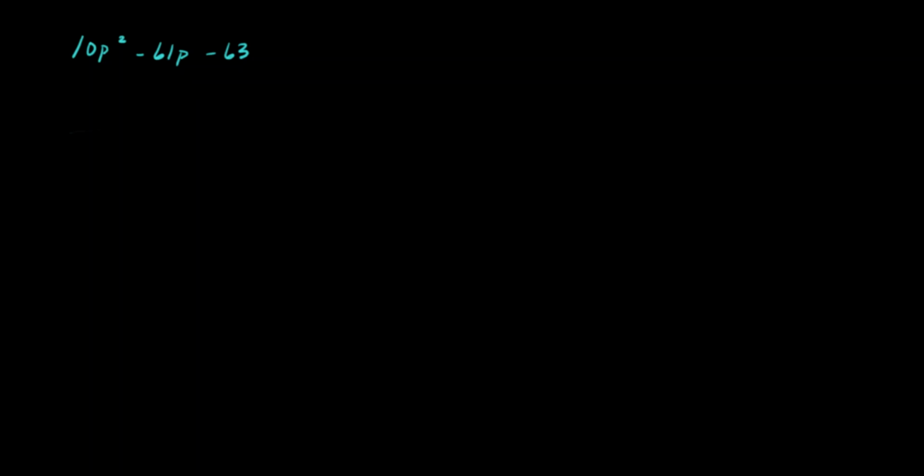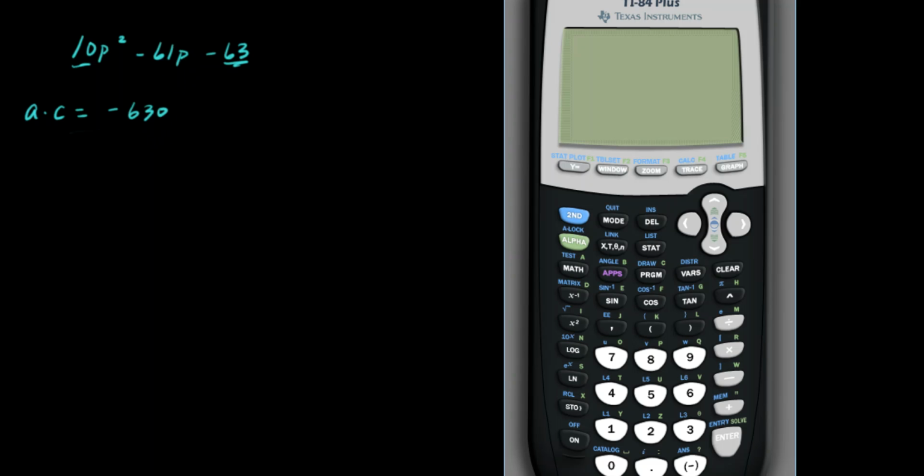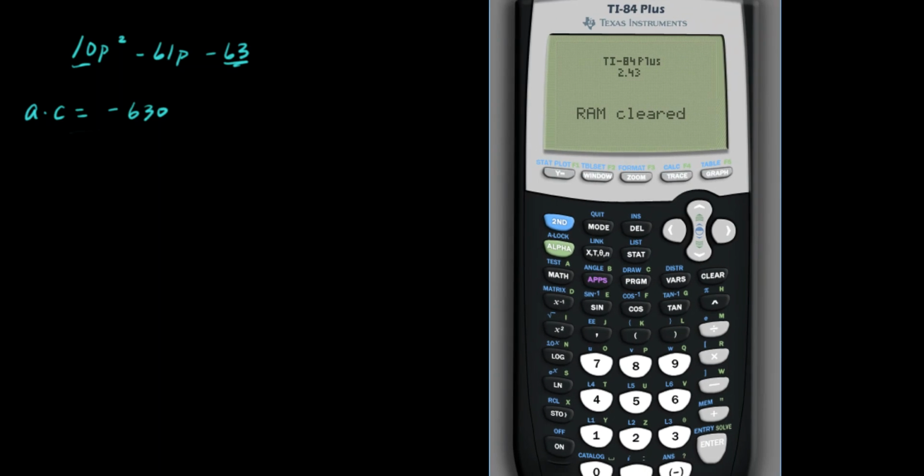Unfortunately, no. So I am going to multiply A times C together, which is going to give me a negative. Here's A, here's C, negative 630. And then I have to find factors that, when you add them together, equal a negative. So let's take a look.